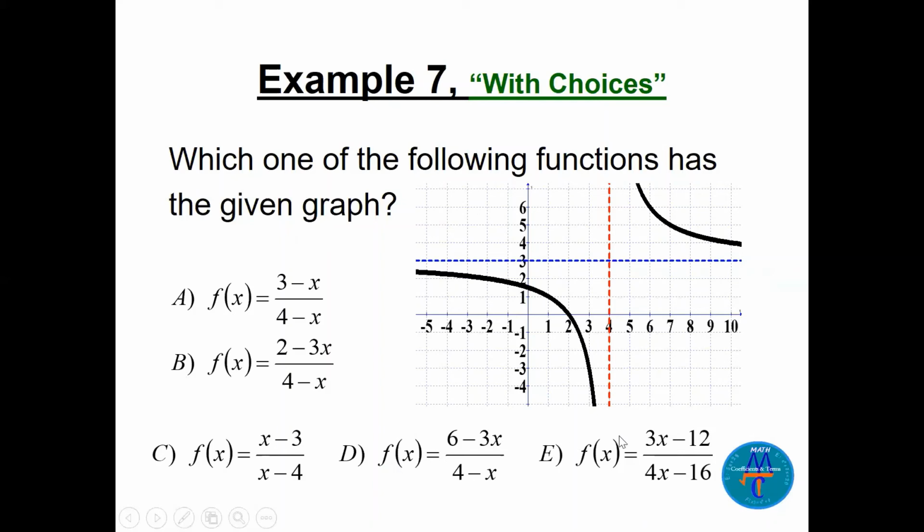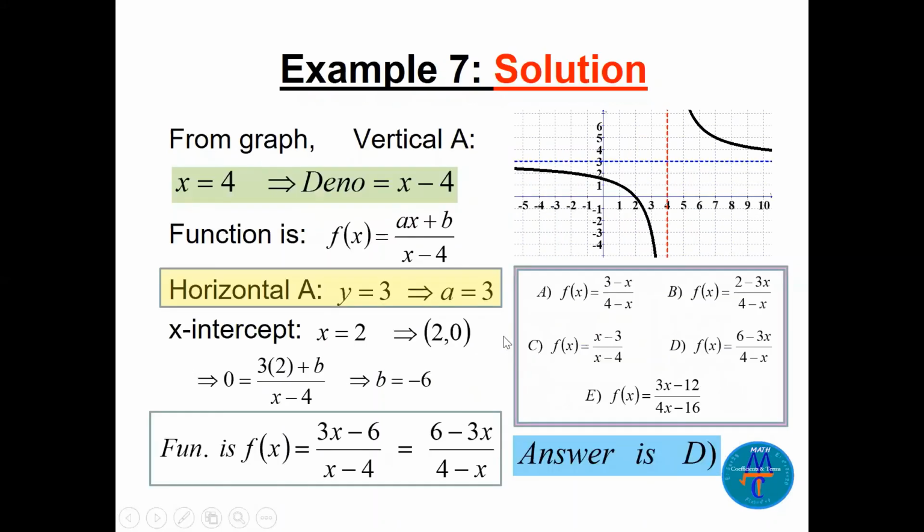So the idea here is to go to the graph. From the graph, you draw the information about vertical, horizontal, the x-intercept, and then you can find the function. So you build the function. So from the graph here, we see the vertical, x equals 4, right, from the graph. So the denominator will be x minus 4. So we have x minus 4 in the denominator.